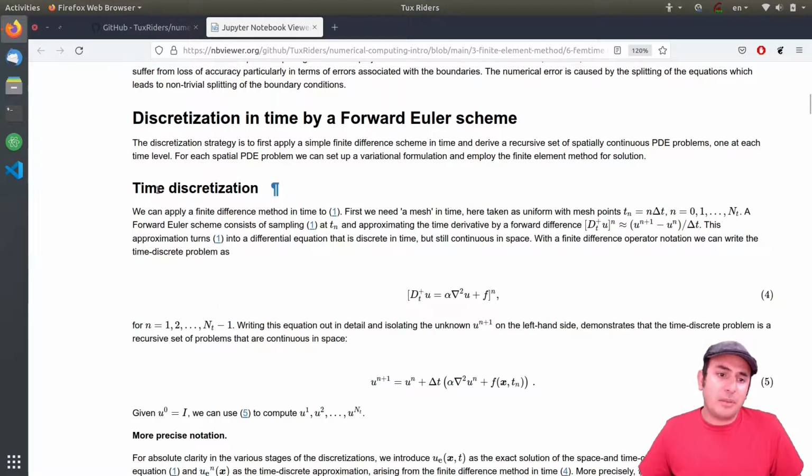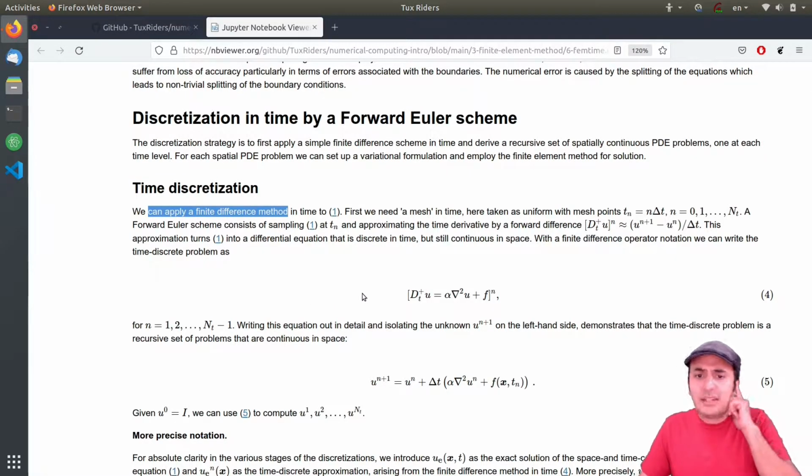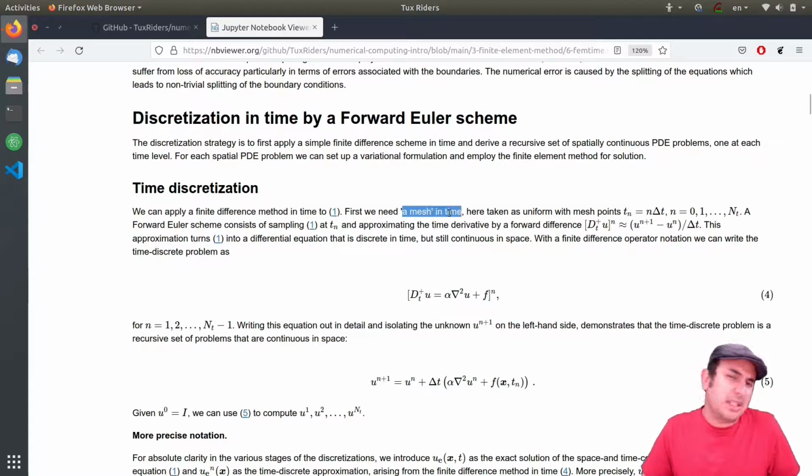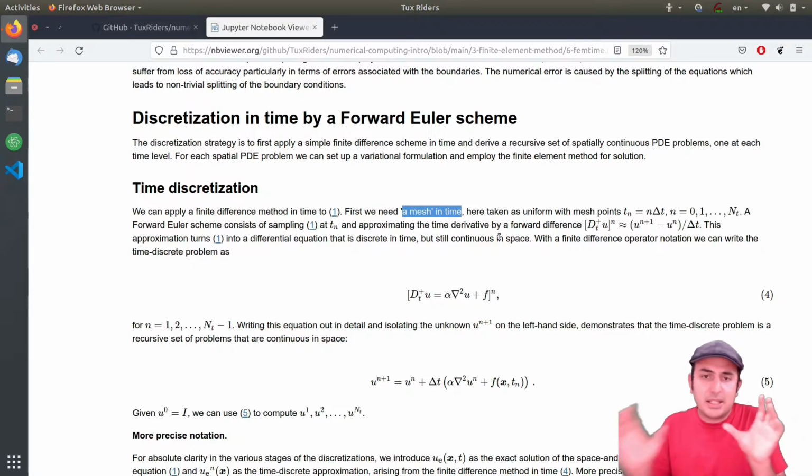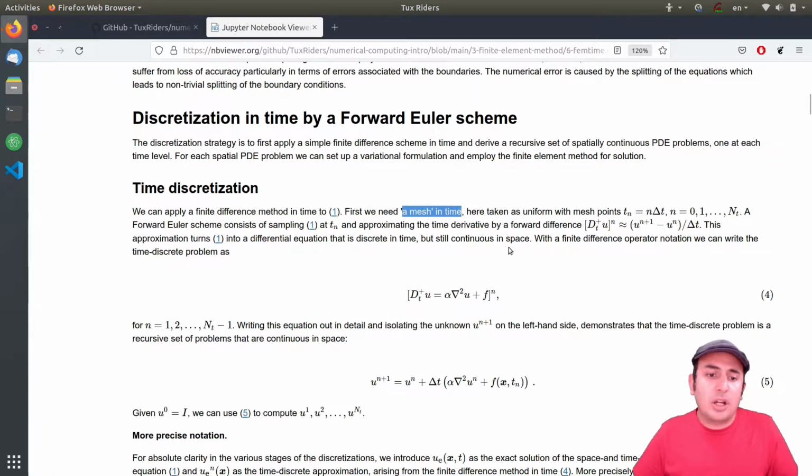So again, we need time discretization. We apply, as mentioned here, the finite difference method to that. And then we need a mesh in time. So it's a sort of dividing time into, similar to what we did in finite difference, different time steps, different time windows or time zones.